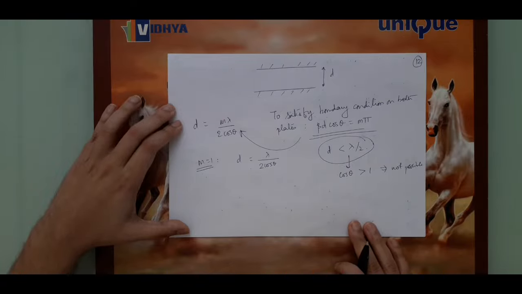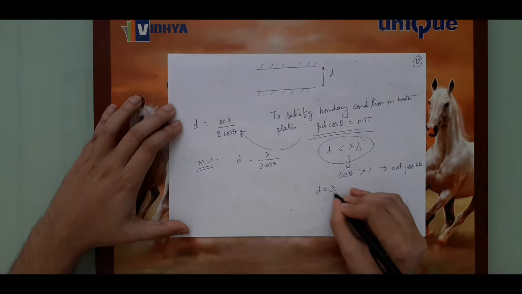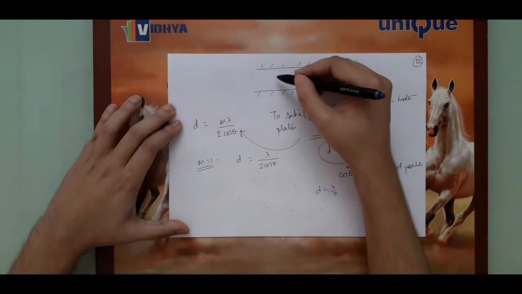So that means if I put d as lambda by 2, that is the minimum possible separation, I will get cos theta as 1. So in that case, theta is 0. So it's something like normal incidence.